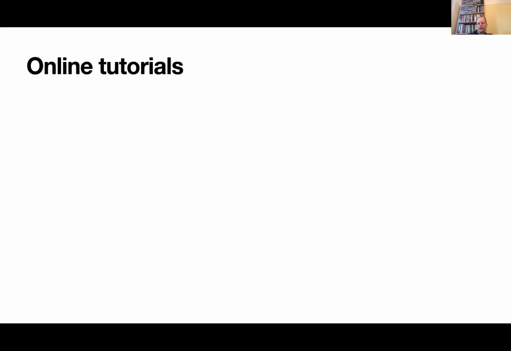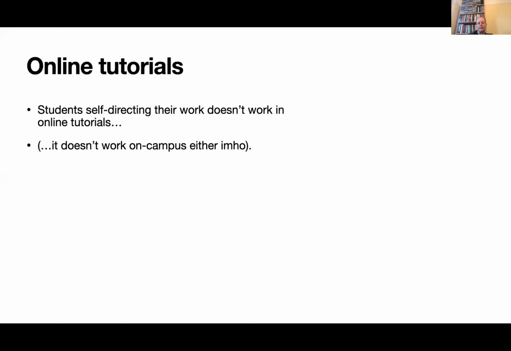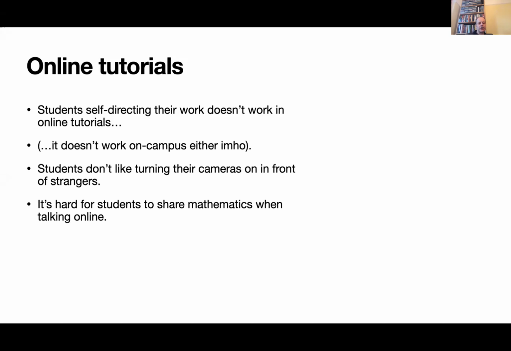Okay, so how do we try and replicate all that online? Well, getting students to self-direct their work, so give them an exercise sheet and just say, do what you like, that doesn't work on an online tutorial. And to be honest, I don't think it works on campus either, but that's a whole different talk, which I won't get into. We've got the well-known problem that students don't like turning their cameras on, particularly in front of people they don't know. It's hard to get students to share mathematics. The easiest way is to get them to write something on a piece of paper and just hold it up at the camera, but that's not brilliant either.